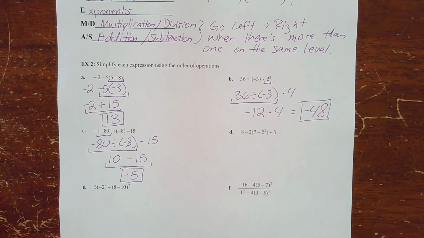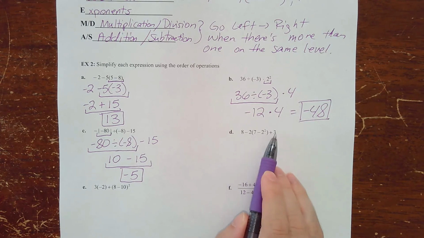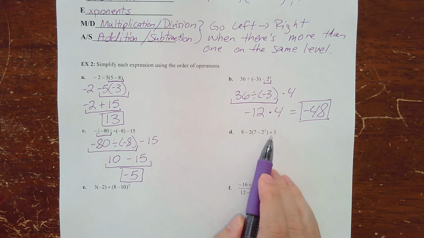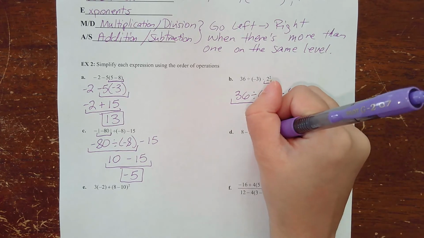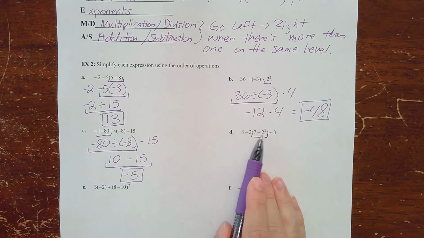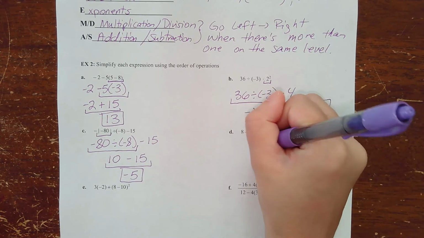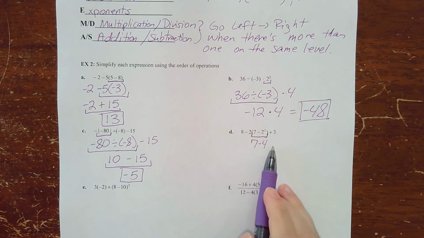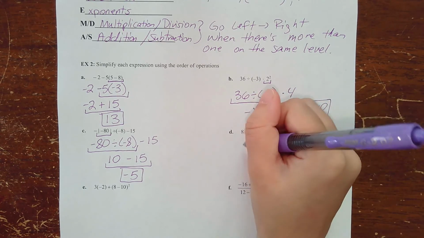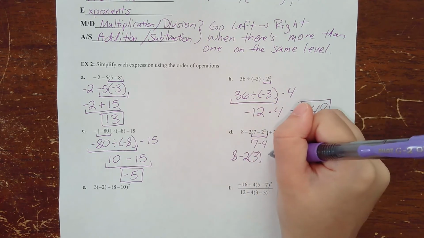Let's see, in part D, I've got 8 minus 2 parentheses 7 minus 2 squared, then I have a plus 3 at the end. So with order of operations, I need to do what's inside the parentheses first. Inside the parentheses, I've got 7 minus 2 squared. So should I do the subtraction first or the exponents first? I should do the exponents first. So now I've got 7 minus 4, and 7 minus 4 would be 3. And now I can rewrite. So I've got 8 minus 2 times 3 plus 3.